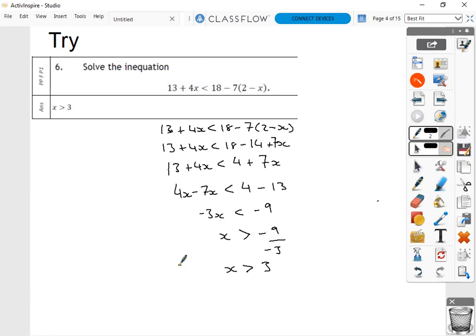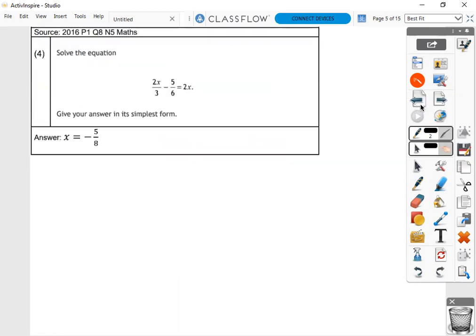All right. Any questions on inequalities? Nice wee question. Couple of marks. Nailed it.